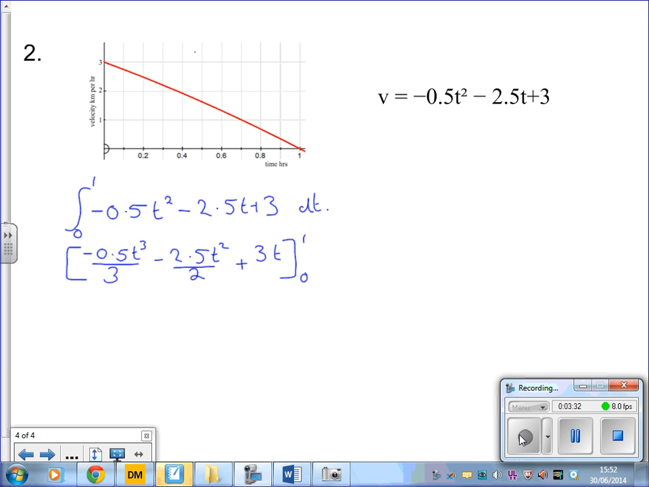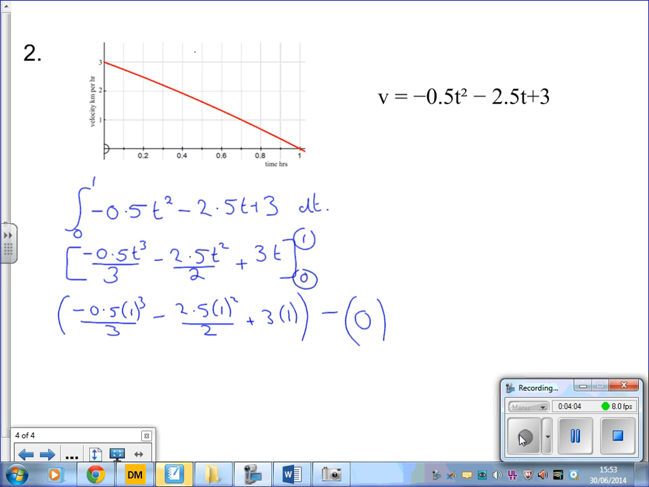So substituting in first of all this 1, get minus 0.5 cubed over 3. And then take away the 0 substituted in for t. Every term contains a 0, so will just be 0.